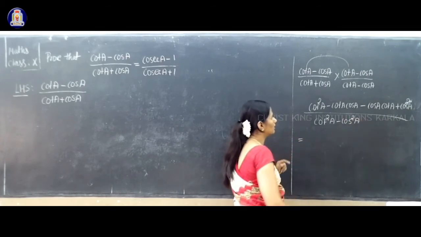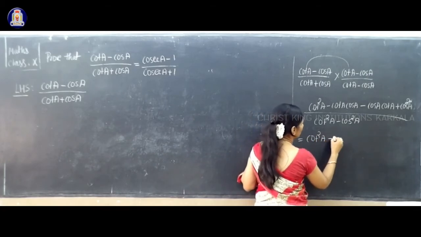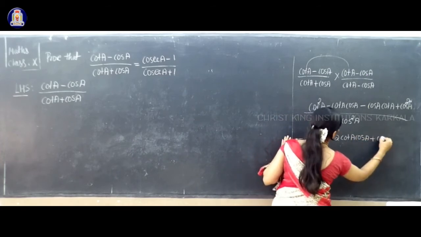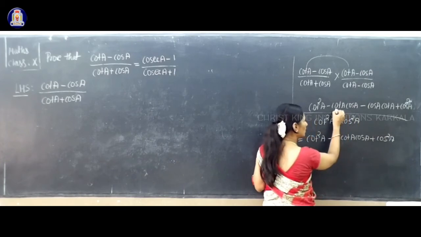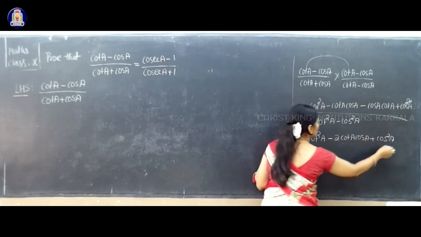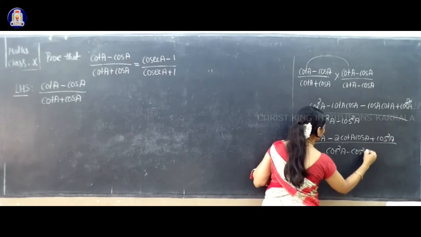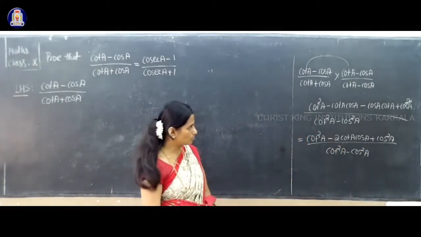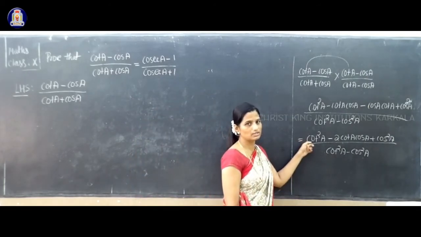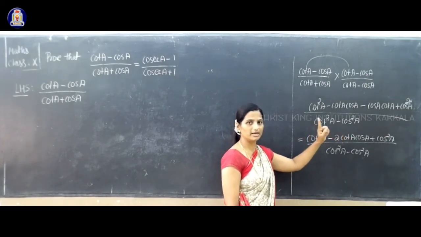Now how to simplify this? The numerator is cot square A minus 2 times cot A cos A plus cos square A, since cot A cos A minus cos A cot A means 2 times, divided by cot square A minus cos square A. Is it possible to use identity here? Cot square is cosecant square A minus 1, and cos square A is 1 minus sin square A.